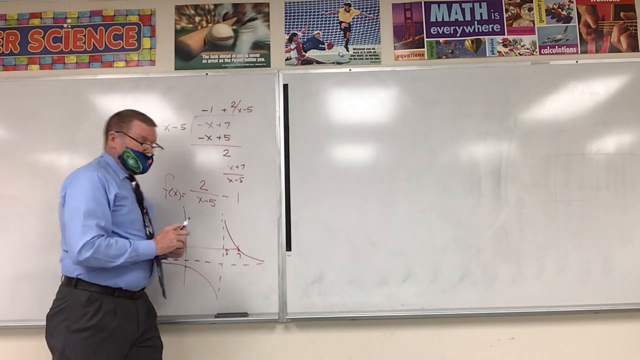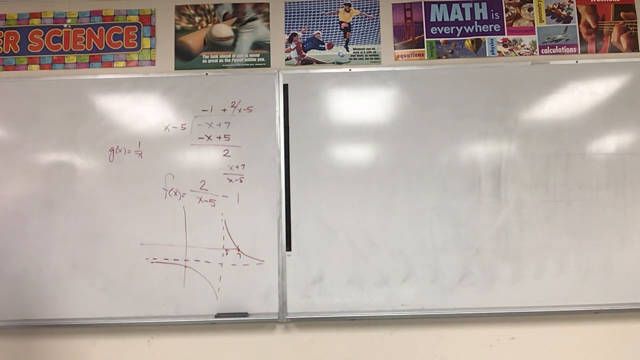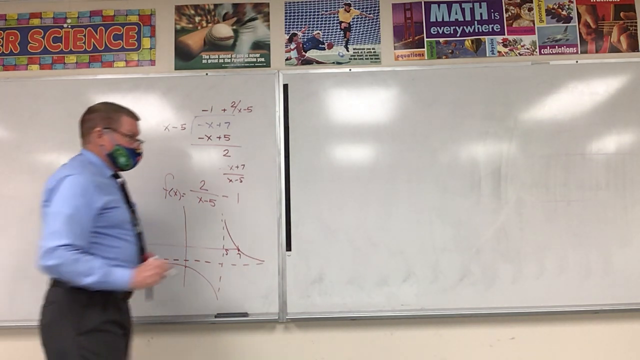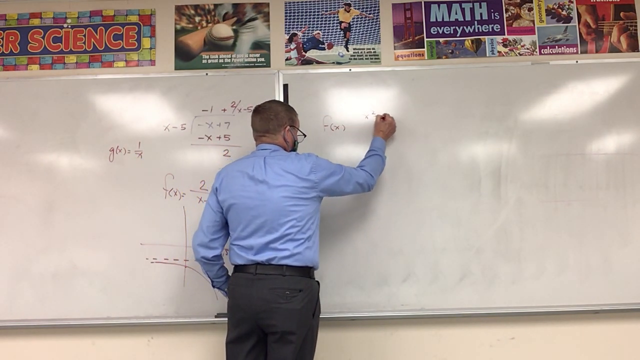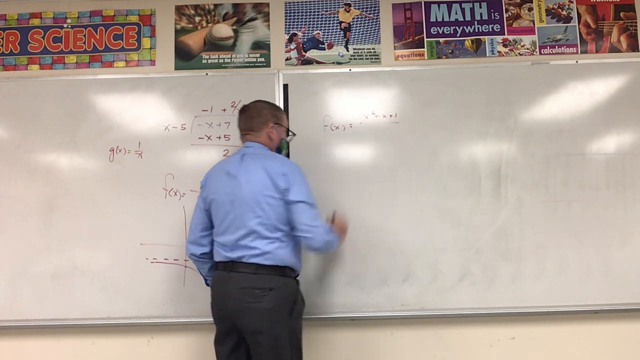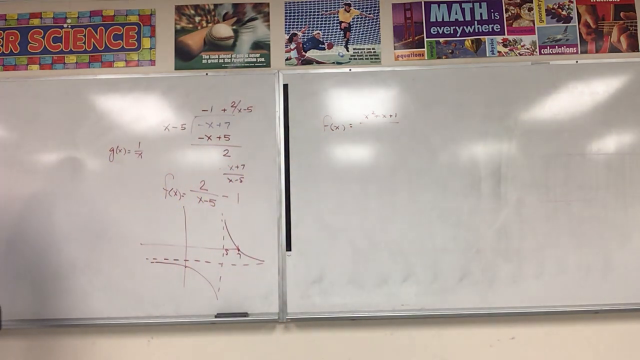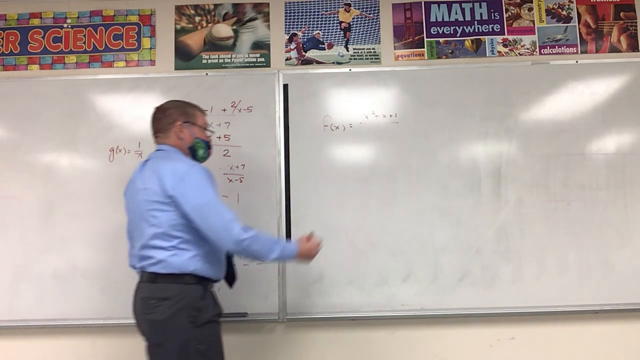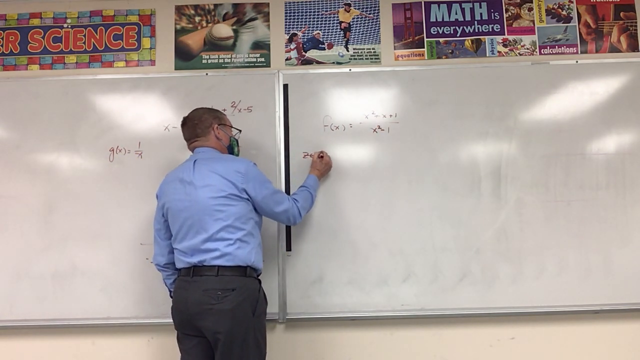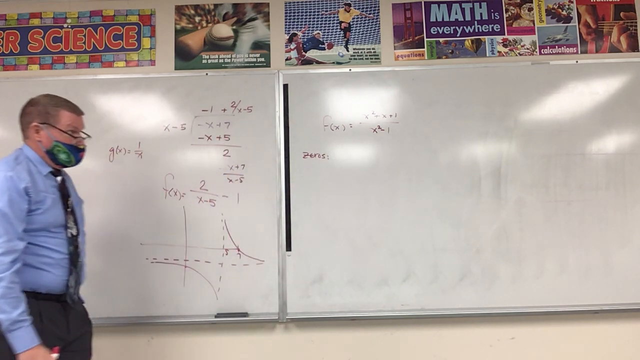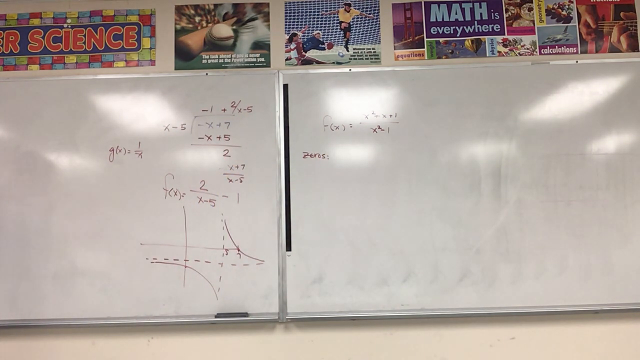Alright. Number 69. X squared plus x plus 1 over x squared minus 1. Zeros.